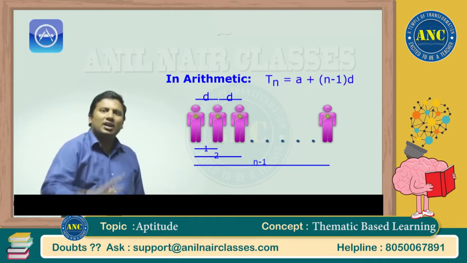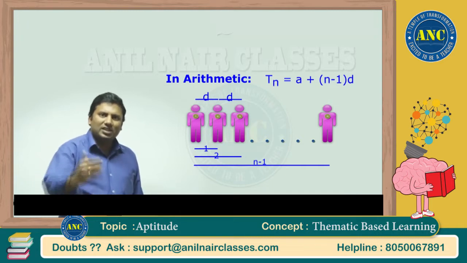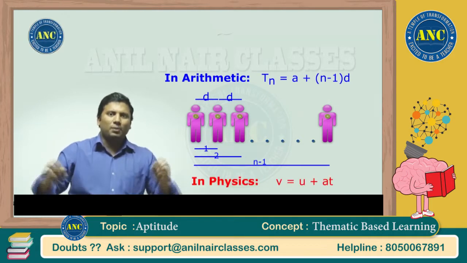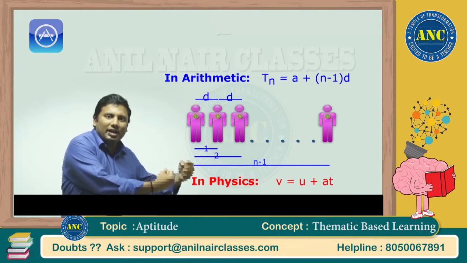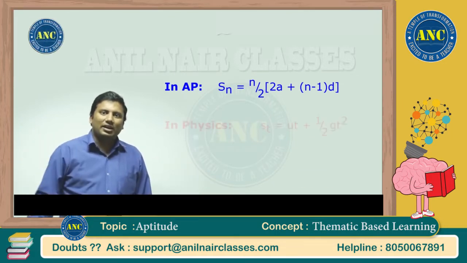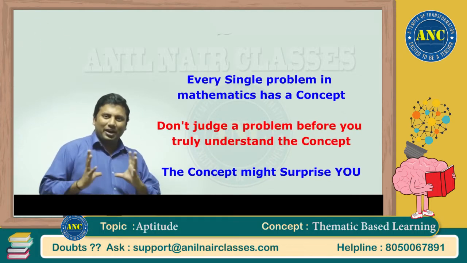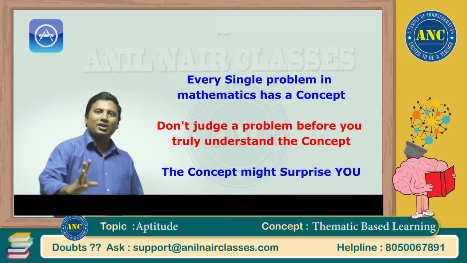When I discuss Tn equivalent to a plus n minus 1 into d, I don't need to discuss physics concepts. In physics, we call it v equivalent to u plus at. In AP, the sum is n by 2 into 2a plus n minus 1 into d. In physics, we call it ut plus half gt square. Just the way you look at change, the things you look at will change.